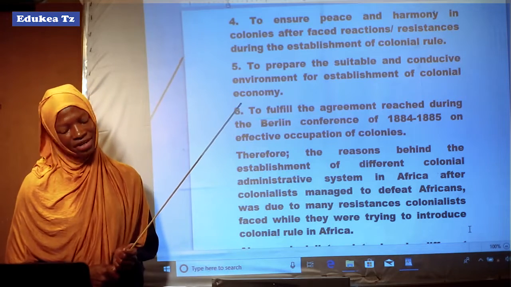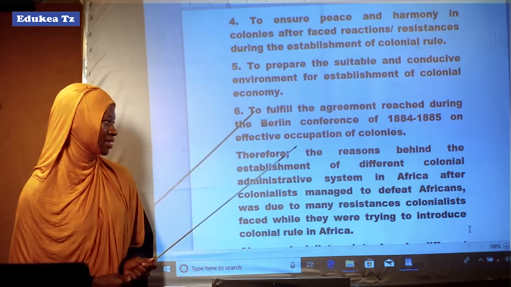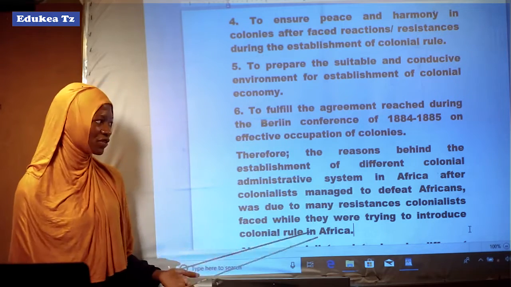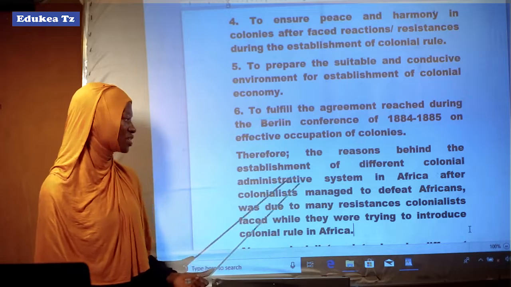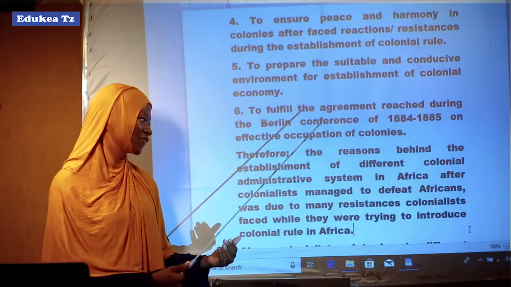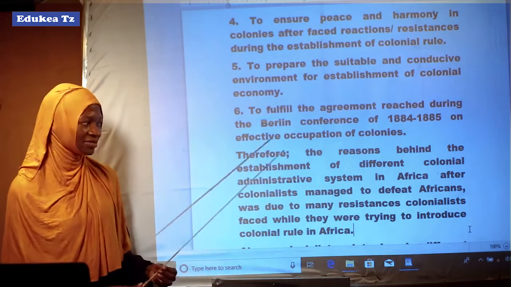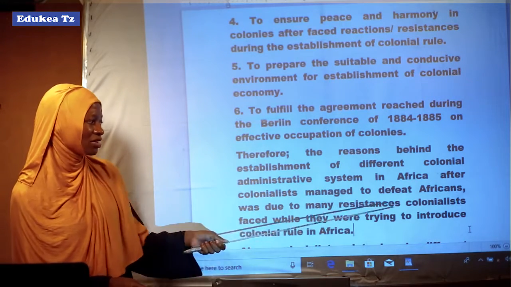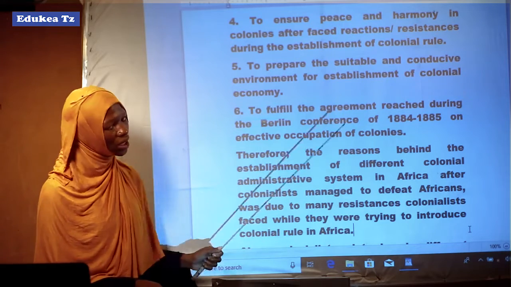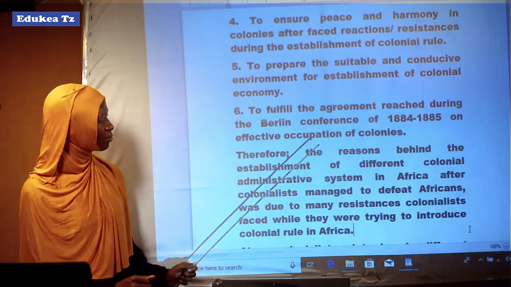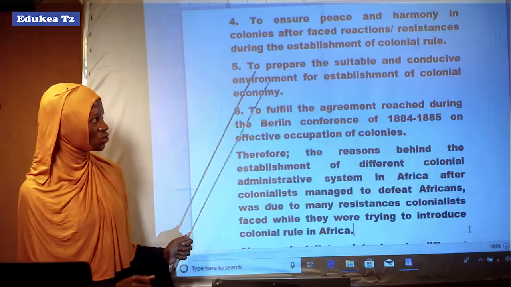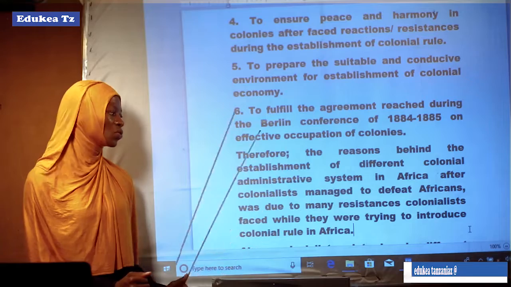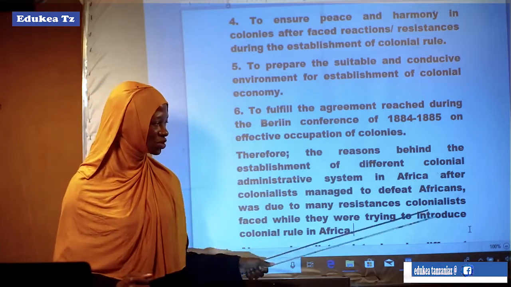Therefore, the reasons behind the establishment of different colonial administrative systems in Africa, after the colonists managed to defeat Africans, were due to the many resistances, as I said before, that colonialists faced while they were trying to introduce colonial rule in Africa. That was the main reason why they started to establish the colonial administrative system.